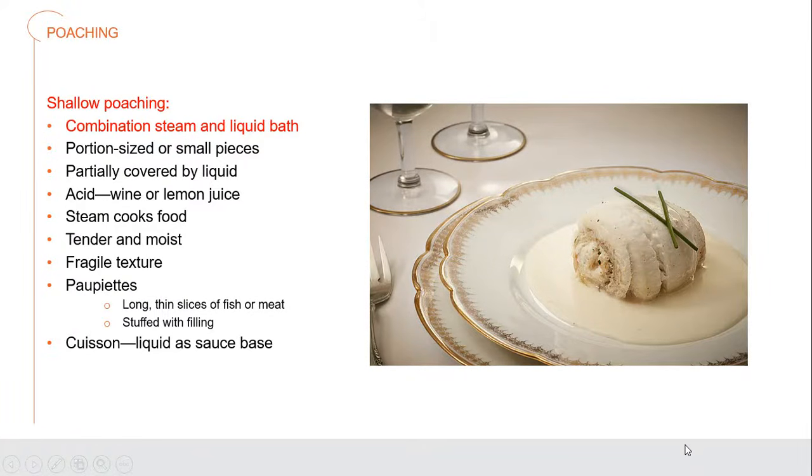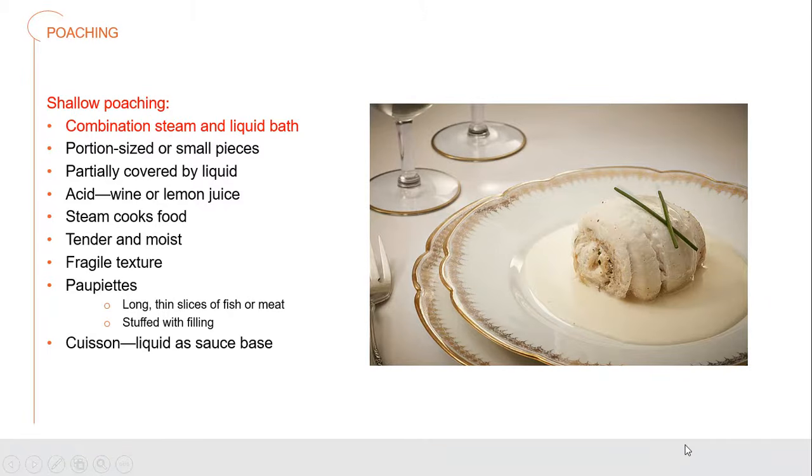Now we also move on to shallow poaching. So very similar to regular poaching, what we saw with the egg, and what you can use for various other things too. But this is actually a method where we're going to have a combination of both steam and that liquid bath. So we're only going to have a thinner layer of water. We use this process when we want to gently poach something that may fall apart, that may break up. So this is when you're going to have portion sizes or small pieces of items that are just going to be partially covered by the liquid.